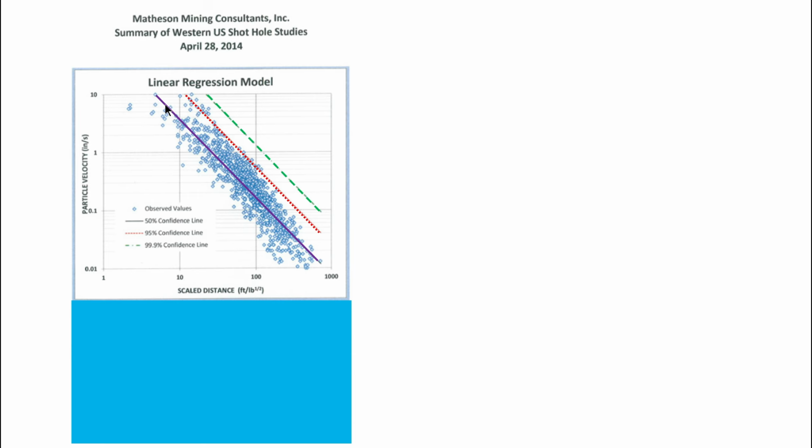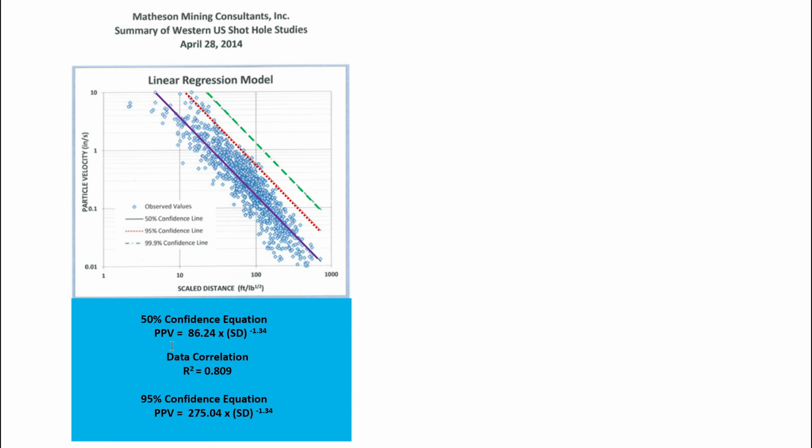So here was a data set that I had seen. The average trend line is the purple for all these data points. The 95% confidence is the red, and they're calling the 99.9 the green line here. And here were the equations, and in my part 4 video, I had shown how I reverse engineered this, because they actually only gave the 95% confidence equation, and normally you start with the 50% confidence equation.